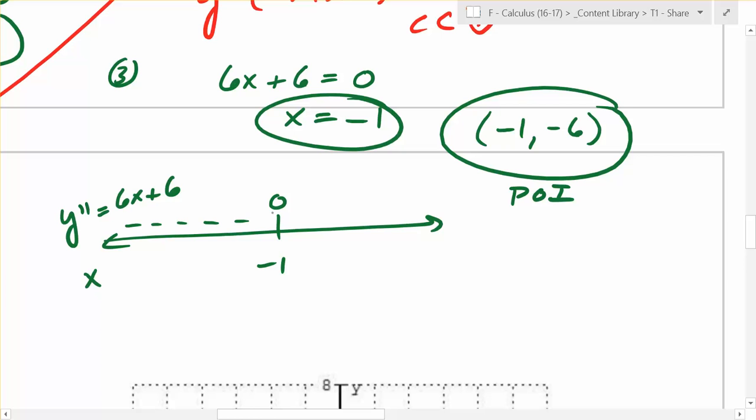Plug in something. What's to the right of negative 1? 0 or 1, right? It's going to be positive. It is a point of inflection. We just verified it. So it's concave up here, and it's concave what? Down there. Yes, Alex.